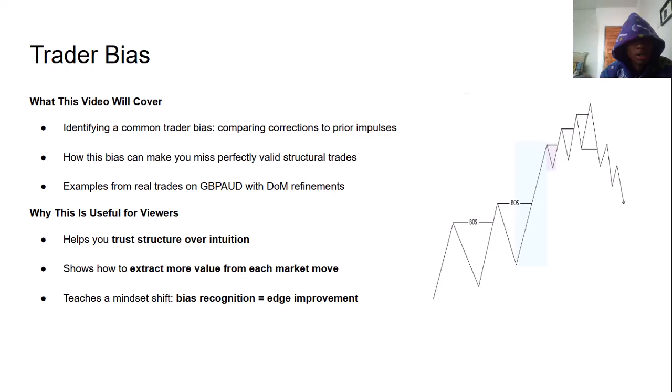Trader bias. I want this video to be quite short, unlike the last one, which was a 1 hour video. I want this to be very short. What this video will cover is identifying a common trader bias, which is comparing corrections to prior impulses. We'll get into that. And how this bias can make you miss perfectly valid structural trades. And we're also going to have examples from raw trades on GBP AUD with DOM refinements.